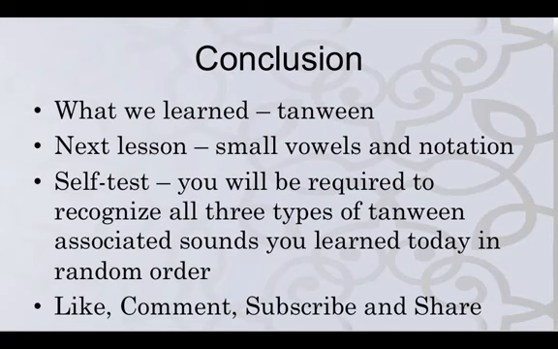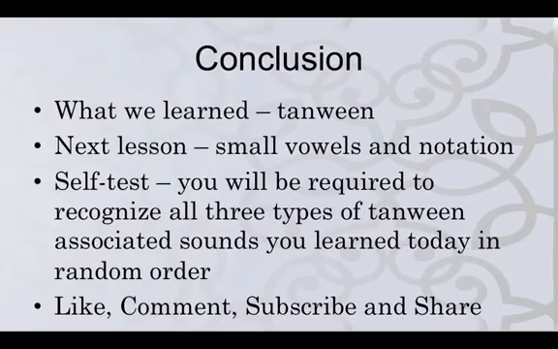Okay, in conclusion, what have we learned today? We learned all about tanween: tanween al-fath, tanween al-kasr, and tanween al-dhamm, also called fathatan, dhammatan, kasratan. In the next lesson, we're going to learn all about small vowels and their notation, also known as the صغيرة vowels. I'll go into what that means in the next lesson, and the diacritical marks are known as the صغيرة marks.